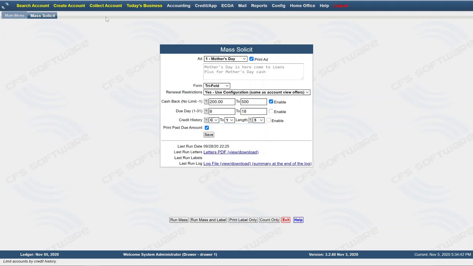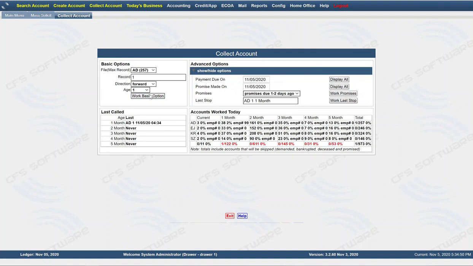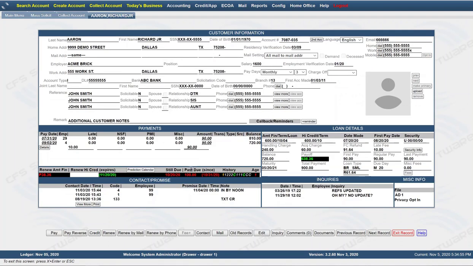So if we come over here, and we say, for instance, go to work accounts, collect accounts, and pull up a past due account. This particular account is past due $100 since 10/31/20, and they're in the age of one. So 1 day through 31 days past due. But you can look back over the last several payments and see that they were current, fell in 1 to 31 days, current. So through the last several payments, they've been great.